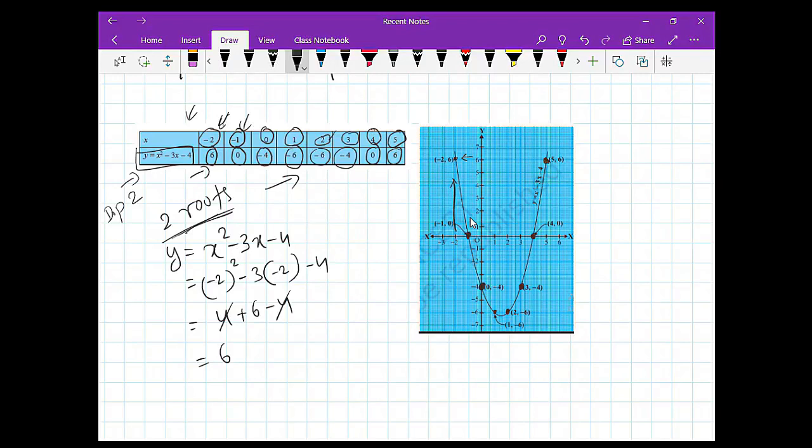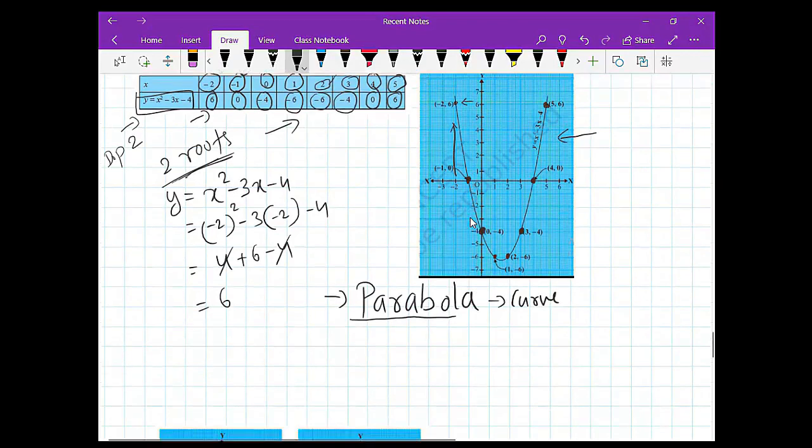And we plot these points on the graph. After joining these points, we get this type of curve. This curve we name as a parabola. What is the name of the curve? Parabola. Okay, the curve name is parabola. For any quadratic equation, we get this type of curve. That is the parabola curve.